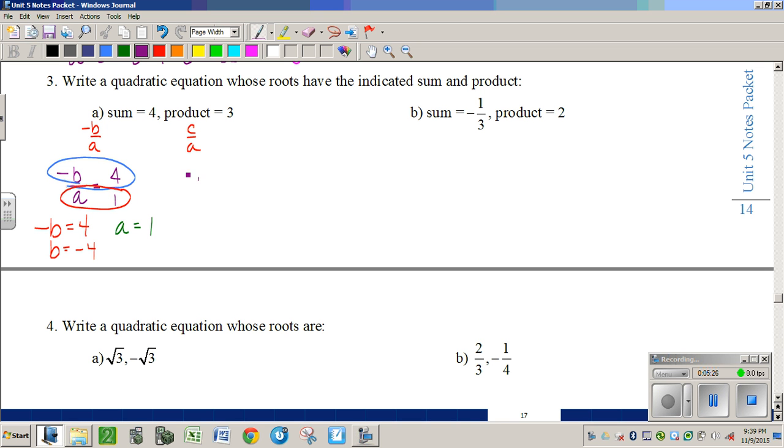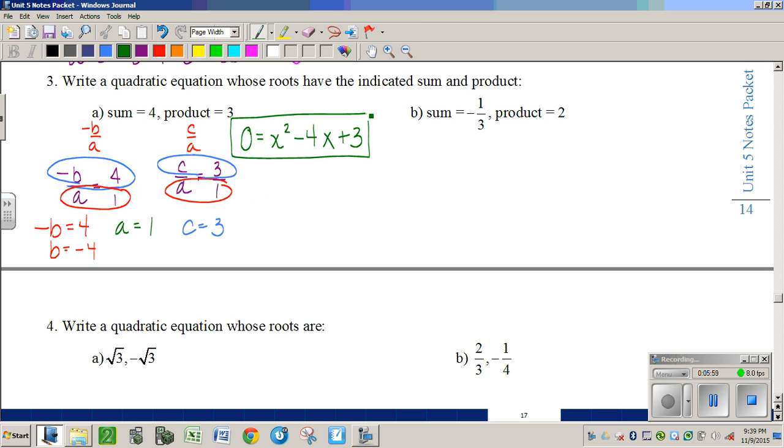So let's move over here. I have C over A is equal to 3 over 1. So again, we have that common A value of 1, so that's good. And it looks like we have a C value of 3. So now I have A, B, and C. I'm just going to go ahead and write this in standard form. So I'm going to say 0 equals 1x squared, and our B value is negative 4, so minus 4x, and our C value is 3, so plus 3. And that's the equation for the quadratic that has a sum of the roots of 4 and the product is 3.